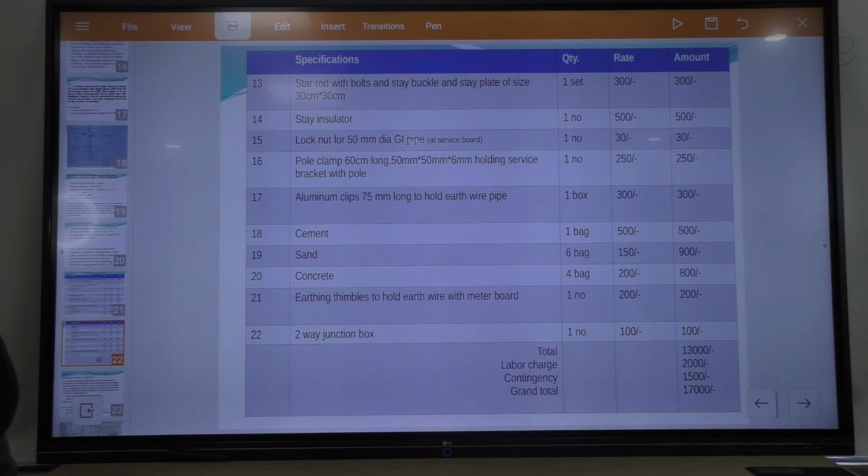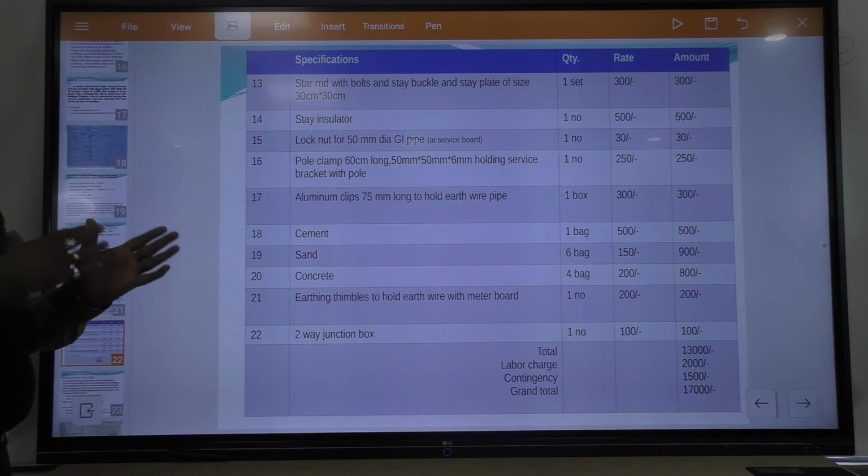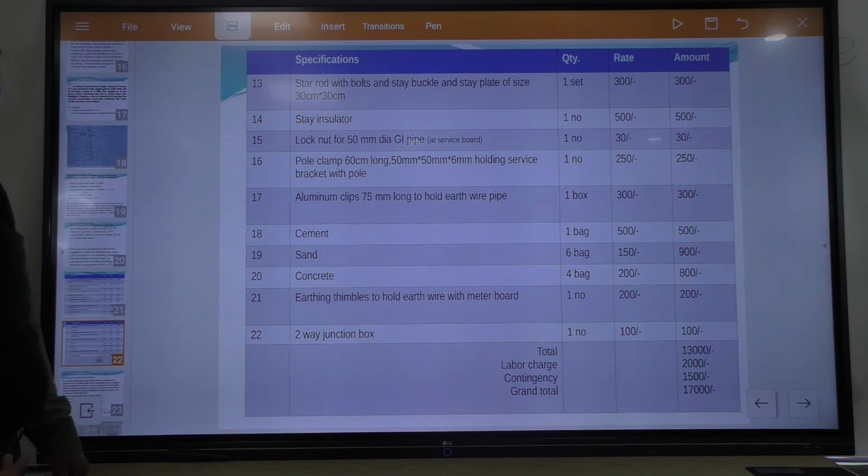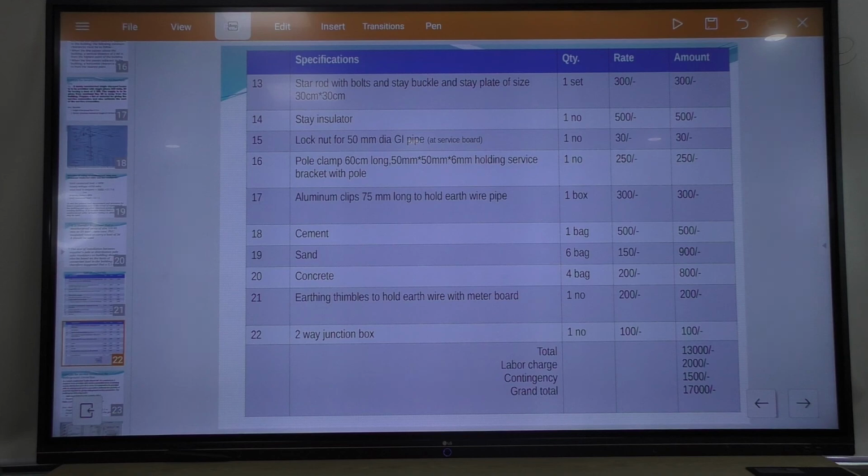Aluminum clip 75 mm, one box. Next, cement concrete: 1 bag cement, 6 bags sand, concrete 4 bags. Earthing thimble 1 number to support the earthwire, 2-way junction box 1 number.